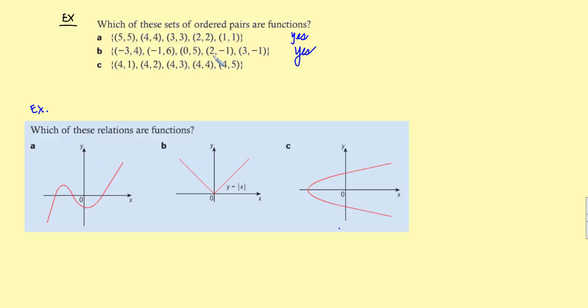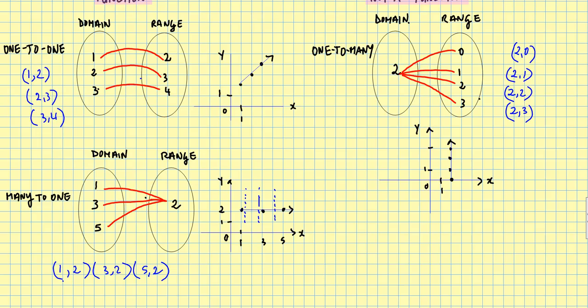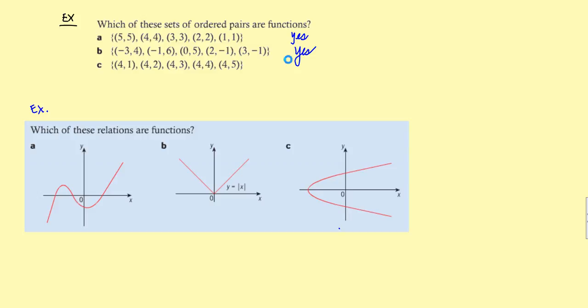So 2 takes me to negative 1, and 3 takes me to negative 1. That is a one to many. Or rather, sorry, many to one, I apologize. And we said from the last slide, a many to one is going to work. I've got different values of x taking us to the same value of y, and that's acceptable. Now, if I look at the next one though, I have the same values of x. It's 4, 4, 4, 4, and 4 that are taking me to different values of y.